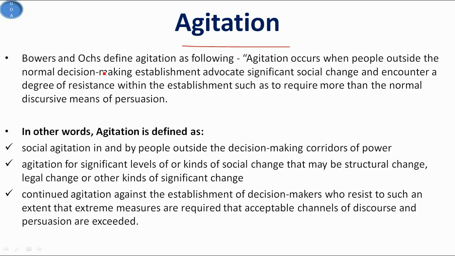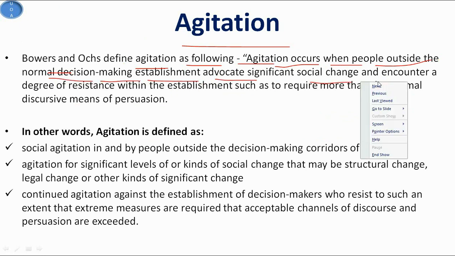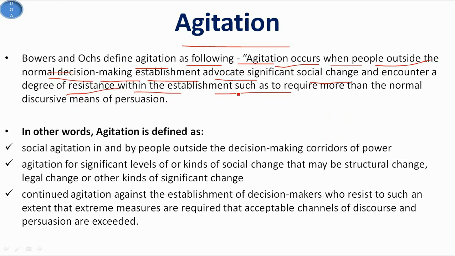Now we consider agitation. Bowers and Oakes define agitation as follows. Agitation occurs when people outside the normal decision-making establishment advocate significant social change and encounter a degree of resistance within the establishment such as to require more than the normal discursive means of persuasion.